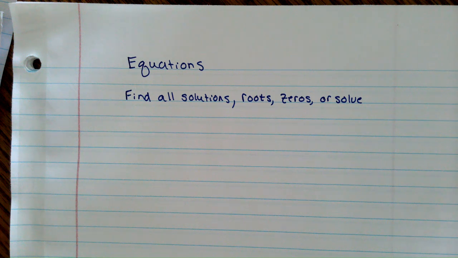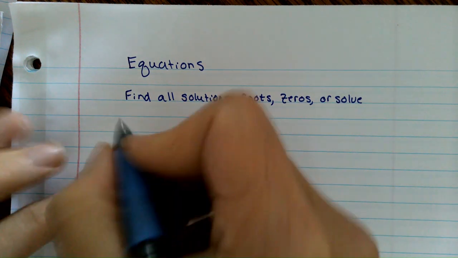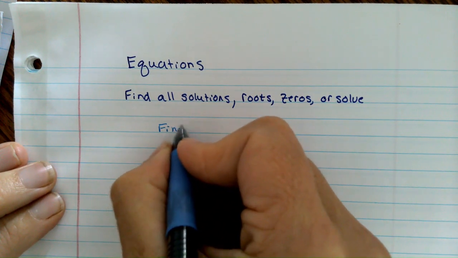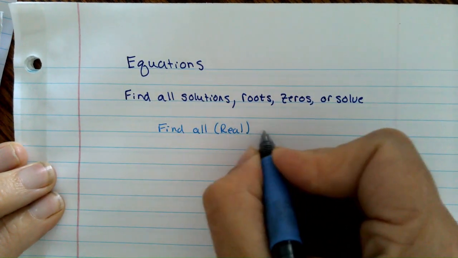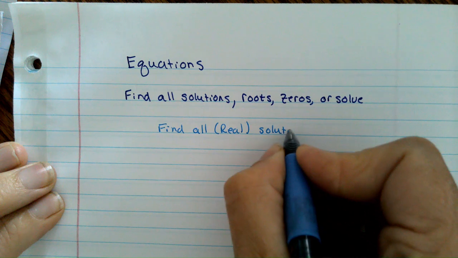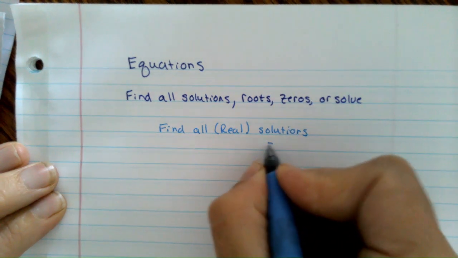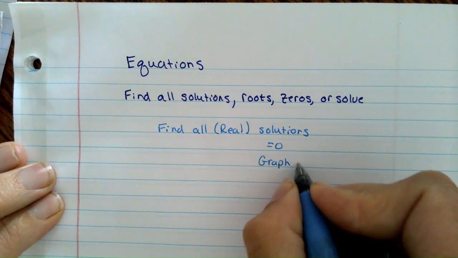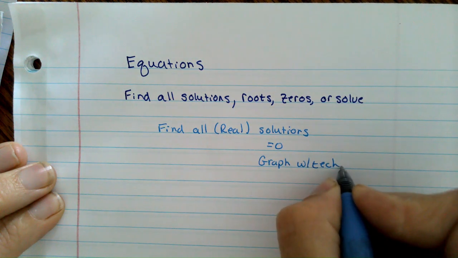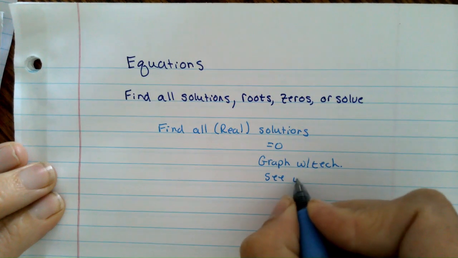It really does. And one way that you can do this by technology is you can find all real roots, emphasis on the word real, by making it equal 0, graph it with technology, and see where it crosses the x-axis.